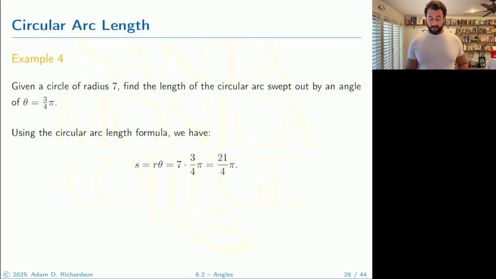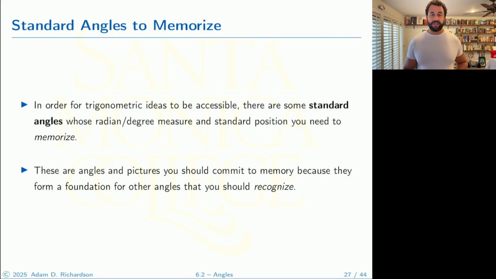Okay. Now, we've got a pretty good foundation for things, but now we're going to really get a great foundation for everything else. We're going to talk about some standard angles that you need to memorize. In order for all of the trigonometric ideas that we're going to talk about in this chapter to be accessible, there are some standard angles whose radian and degree measure you've just got to memorize. The good news is it's not many. These are angles and pictures that you want to commit to memory because they form the foundation for other angles that you should recognize.